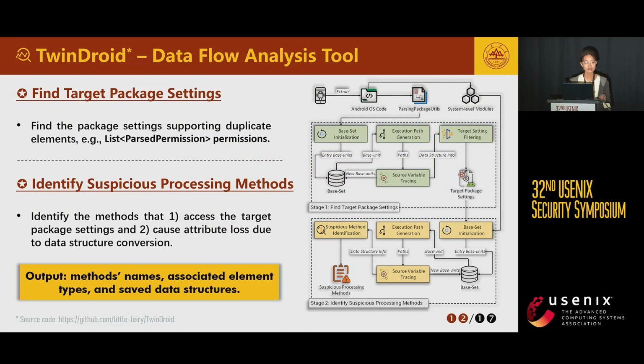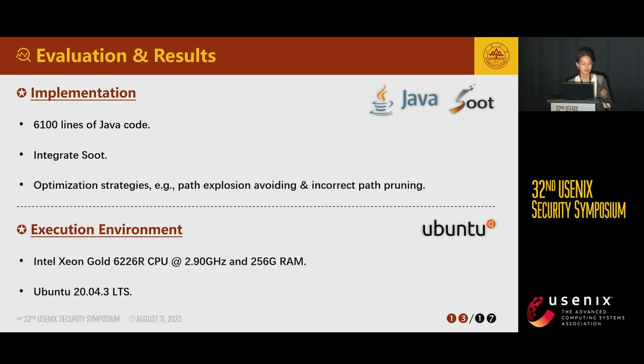On a high level, TwinDroid contains two stages. In stage 1, it finds the package settings supporting duplicate elements. And in stage 2, it identifies the methods that access the target package settings and cause attribute loss due to data structure conversion. Finally, TwinDroid will output these method names, associated element types, and saved data structures. We implemented TwinDroid, and to facilitate its analysis and to improve its efficiency and accuracy, we integrated Soot and adopted several optimization approaches. Then we deployed it on this powerful server.